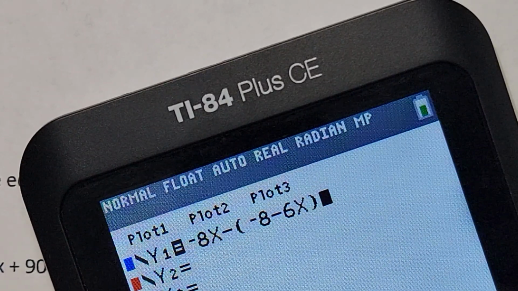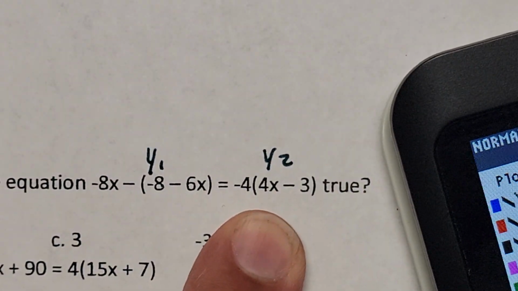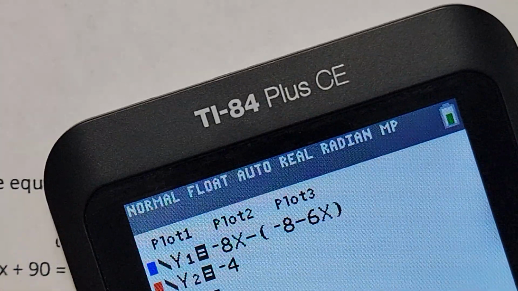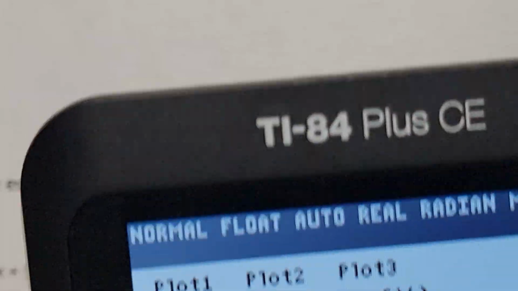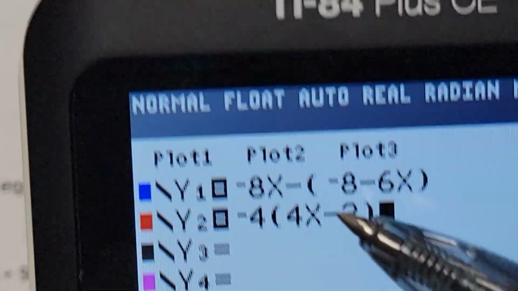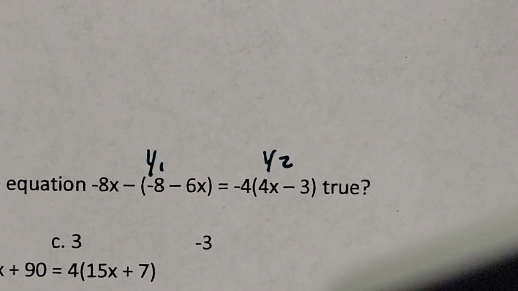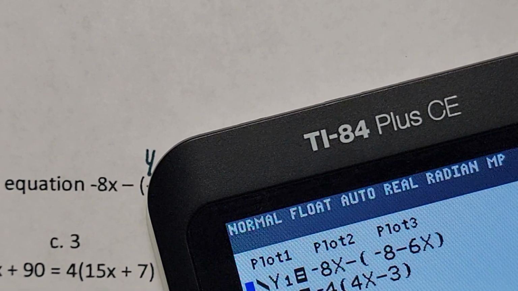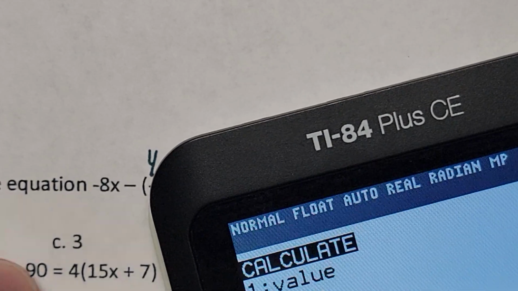All right. Then go to y2. We're going to put this side, negative 4, parentheses, 4x minus 3. So be careful, guys, with the negatives, and be careful with the minus. There's two different things, negatives and minuses. Okay. So from here, we're going to go ahead and push second trace. Where do they intersect?